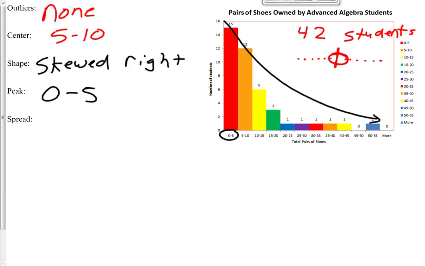So then our spread lists the minimum to the maximum, ignoring outliers. So the minimum is 0, the maximum is this 55. So 0 to 55. Again, if you said that this was an outlier, then the spread ignores outliers, so the spread would be 0 to 45. Just so you remember, the spread always ignores outliers. We didn't say that we had any outliers, so our spread is 0 to 55.